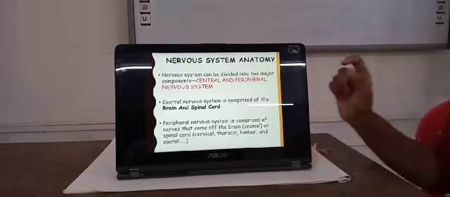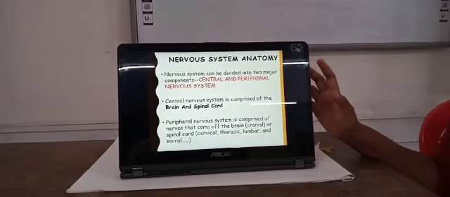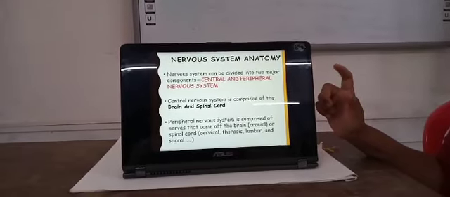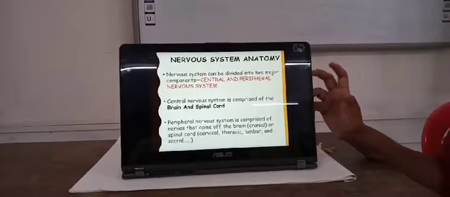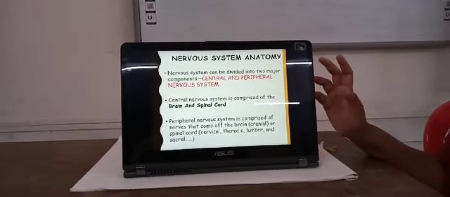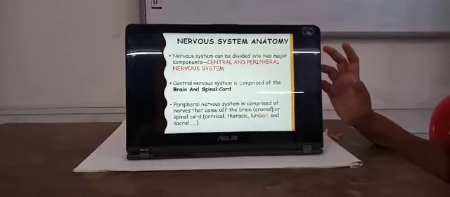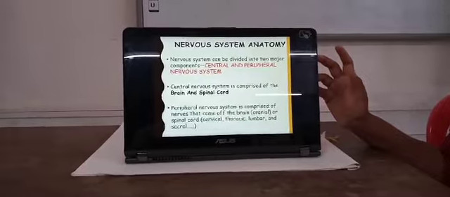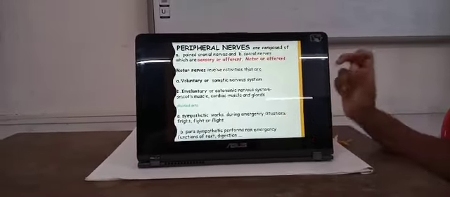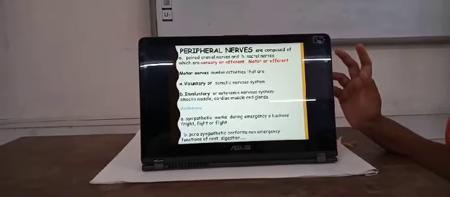Now, going to the nervous system, as I said before, the nervous system can be divided into two major components, central and peripheral nervous system. The central nervous system is comprised of brain and spinal cord. Peripheral nervous system is comprised of the nerves that come out of the brain or the spinal cord, and these are the cervical, thoracic, lumbar, sacral, all the other nerves. The peripheral nerves can be divided into two types.